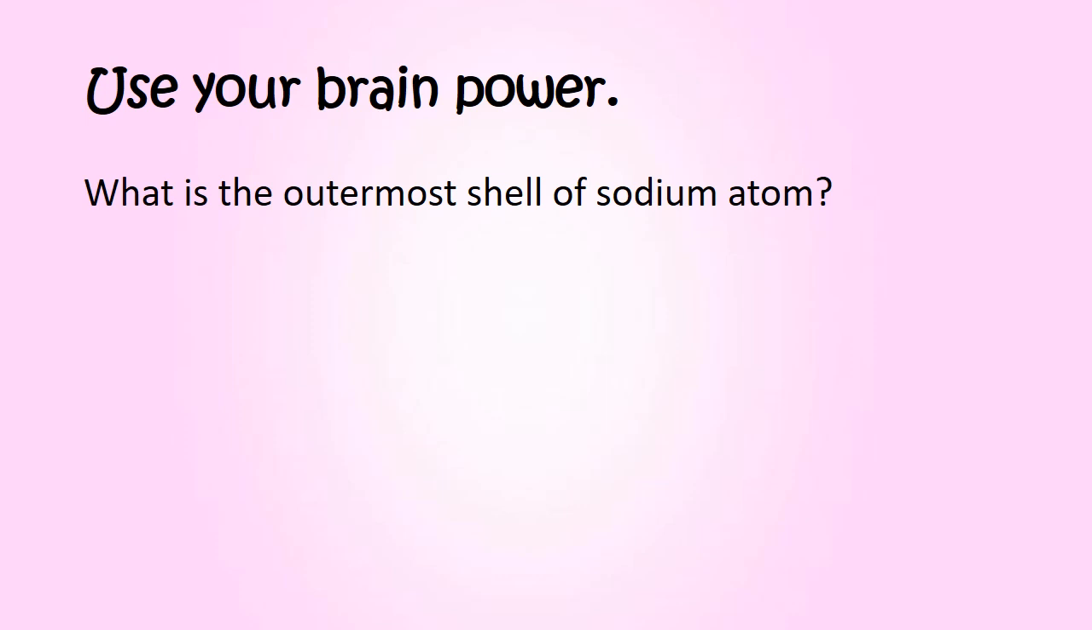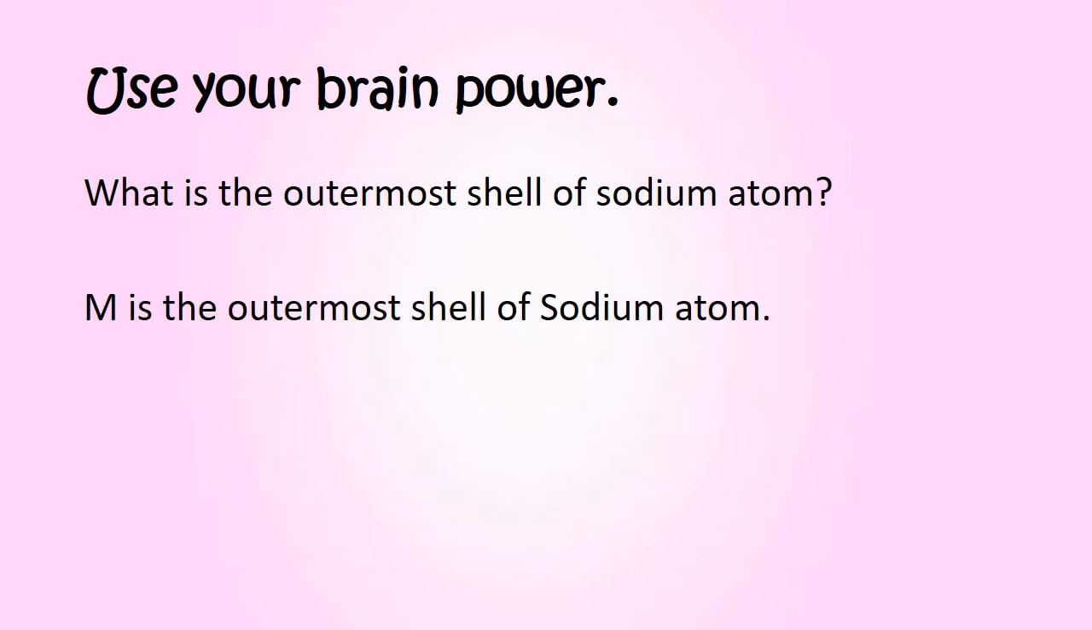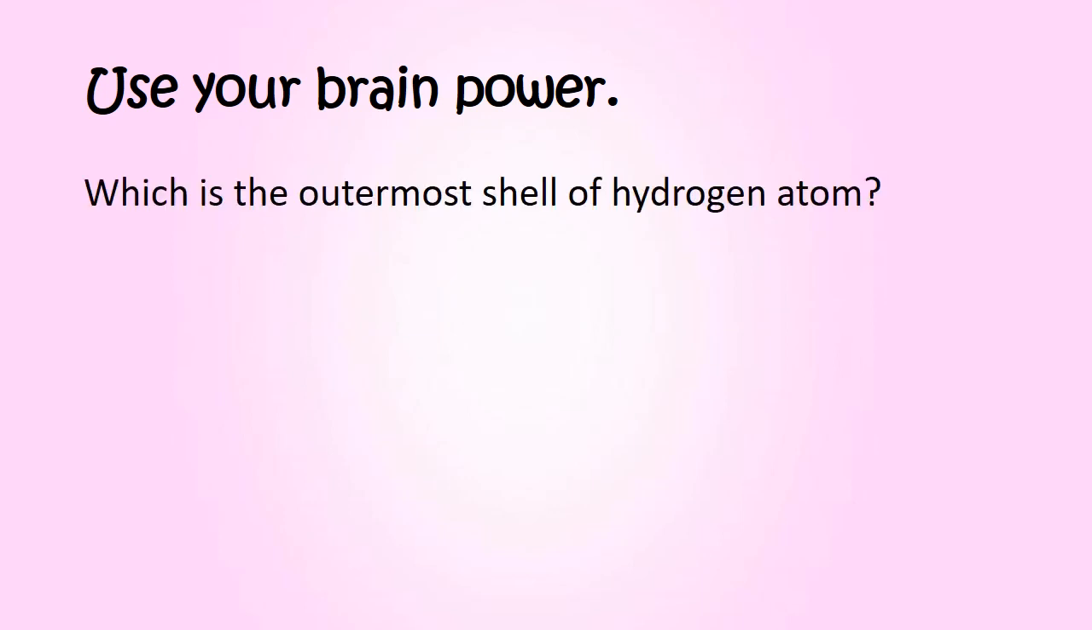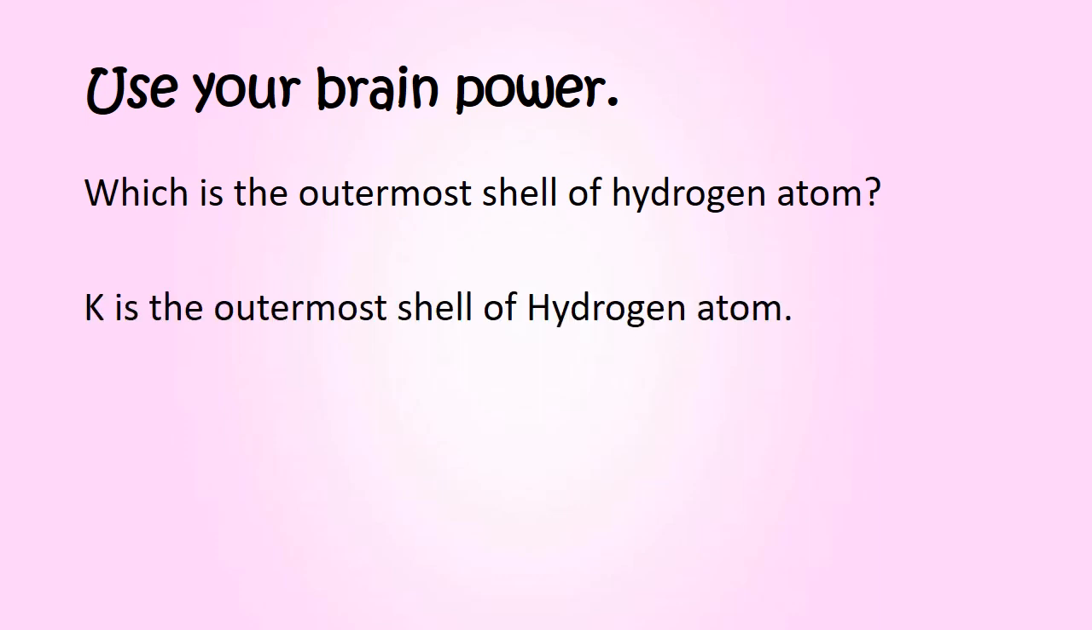What is the outermost shell of sodium atom? M is the outermost shell of sodium atom. Which is the outermost shell of hydrogen atom? K is the outermost shell of hydrogen atom, as hydrogen has only one electron. So it will be accommodated in the first shell, that is the K shell.